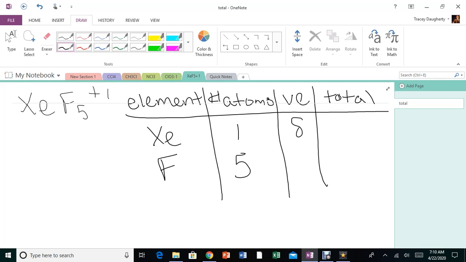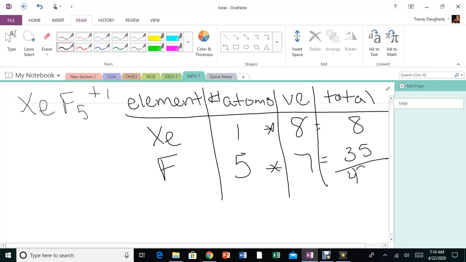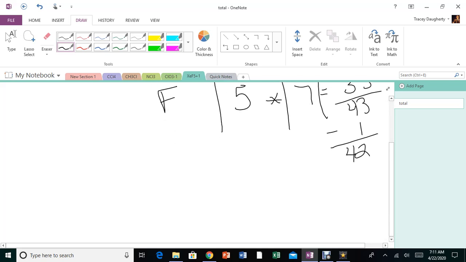So for xenon, we have 8 valence electrons, and then fluorine has 7, so 1 times 8 is 8, 5 times 7 is 35, for a total of 43 electrons. And we're going to account for this positive 1 charge. That positive 1 charge means that we have lost an electron. So we are going to subtract 1 and get 42 electrons.